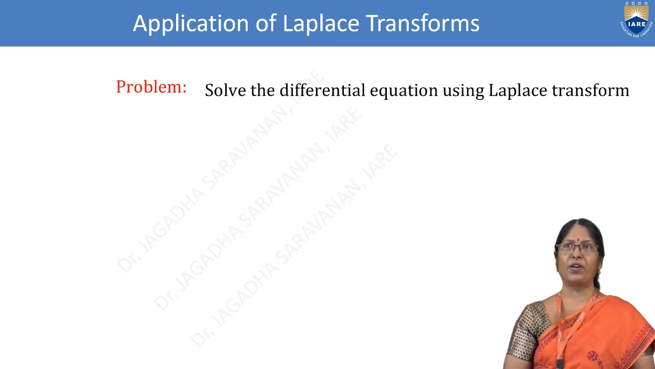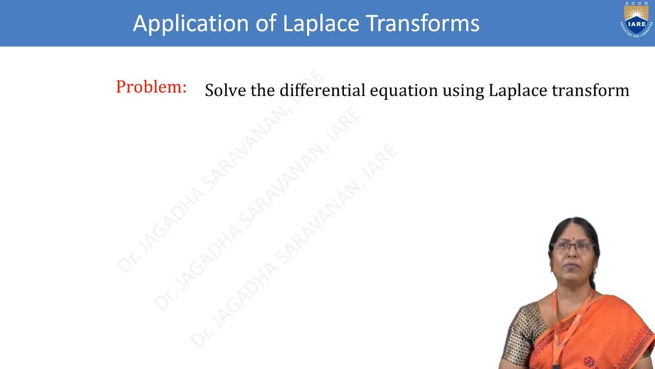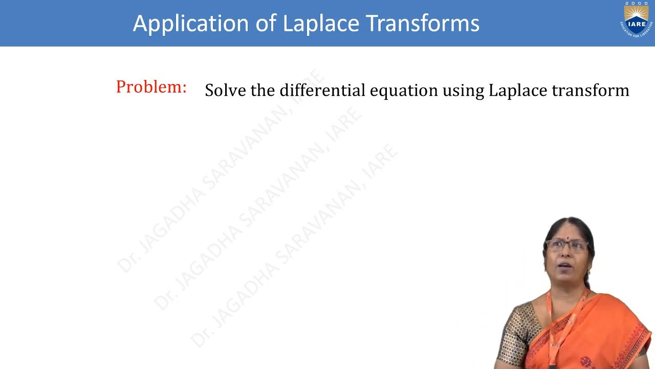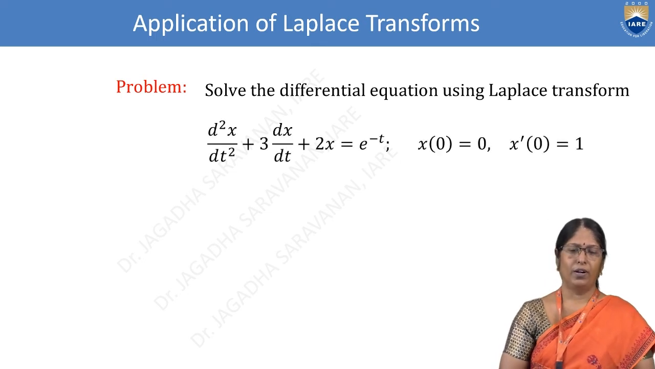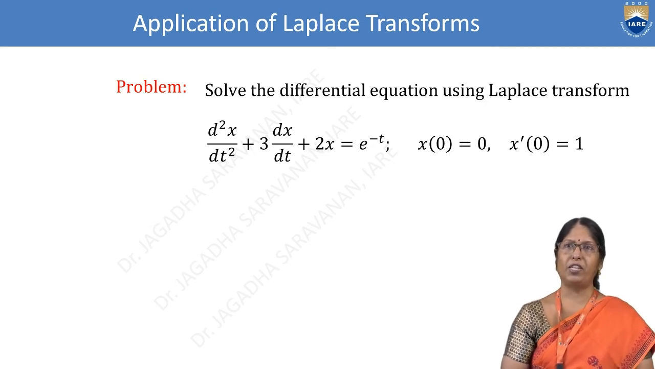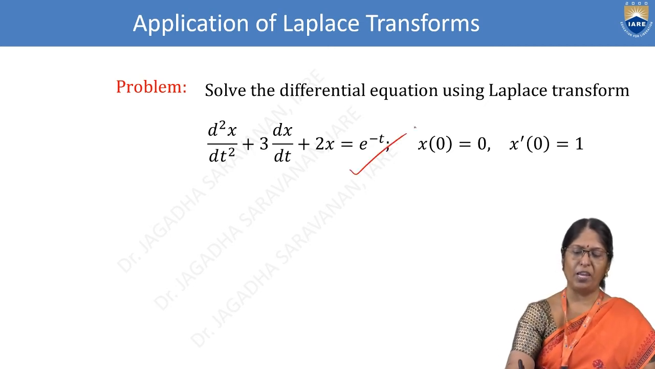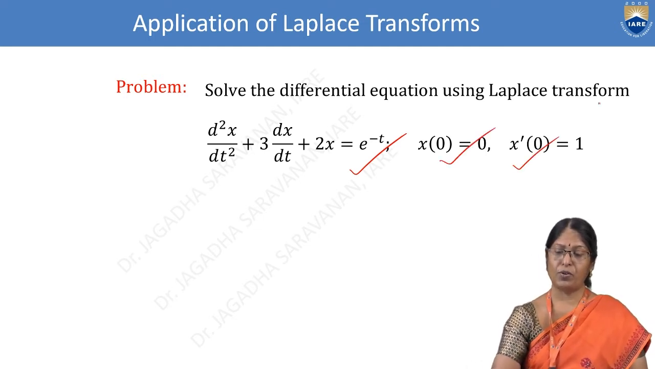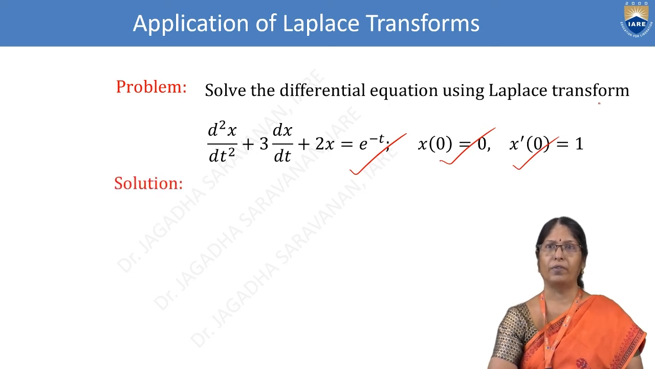So we will concentrate on one more problem. Solve the differential equation using Laplace transform: d square x by dt square plus 3 into dx by dt plus 2x equals e power minus t, with x of 0 equal to 0 and x dash of 0 equal to 1.